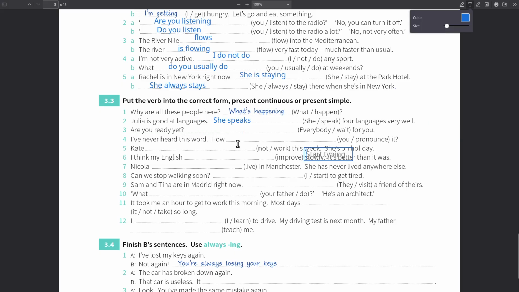Let's move on to the next one. Are you ready yet? Are you ready yet? Everybody wait for you. Okay, so I'm gonna write, instead of present simple, everybody is waiting for you. Okay.